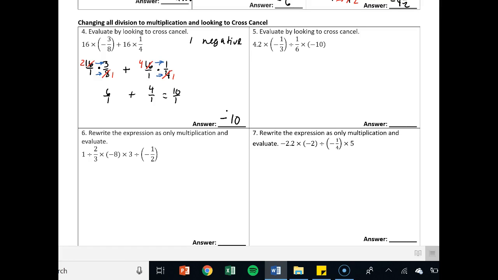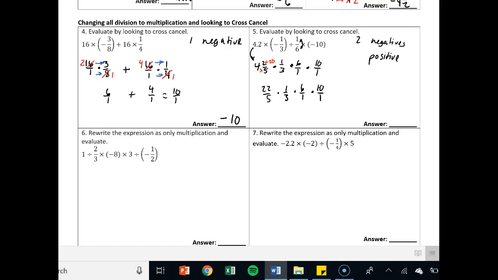Let's take a look at a problem like number 5: 4.2 times negative 1/3 divided by 1 over 6 times negative 10. You're going to want to change 4.2 into a fraction, so that's 4 2/5. You can use your calculator on that. Times 1/3, divided by; we want to flip, so that becomes times 6 over 1 times 10 over 1. Notice I have 2 negatives, so my answer is going to be positive, and I don't have to worry about putting a negative in my answer. Before I go on, I want to change 4 2/5 into an improper fraction. So that becomes 22 over 5 times 1/3 times 6 over 1 times 10 over 1.